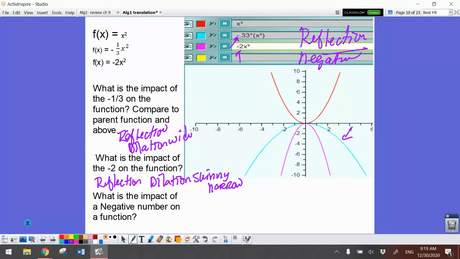So anytime I have a negative number in front of the function, that is going to reflect my function. And since I have no adding and subtracting, my vertex did not move.